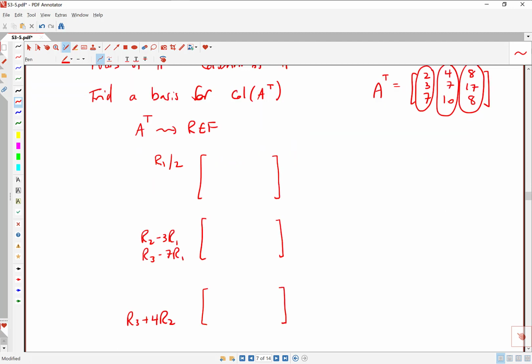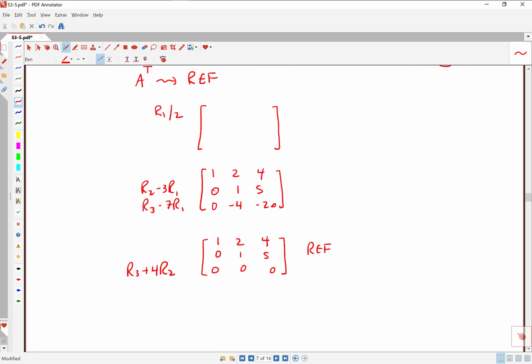So let's just run through some of the steps here. So first thing you could do to A transpose is divide the first row by 2. Then once you've got that, you could go row 2 minus 3 row 1 and row 3 minus 7 row 1. So if you did that, that would get you to the following matrix. And if you then did row 3 plus 4 row 2, that's going to create a 0 row at the bottom of your matrix. And so that's going to put you into REF. So here's our REF for A transpose here.